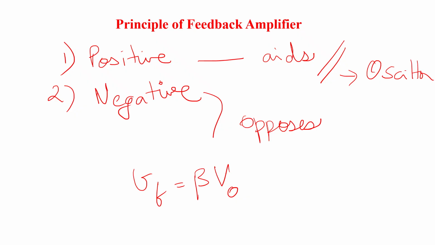So examples of positive feedback are oscillators. Examples for negative feedback systems are amplifiers. In amplifiers, the feedback signal and the input signal oppose, and hence they are called negative. And examples for negative types of feedback are amplifiers.